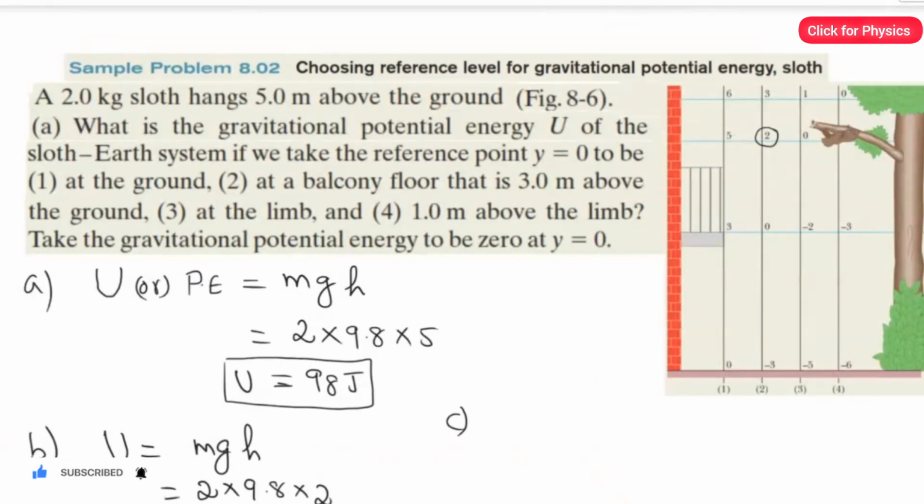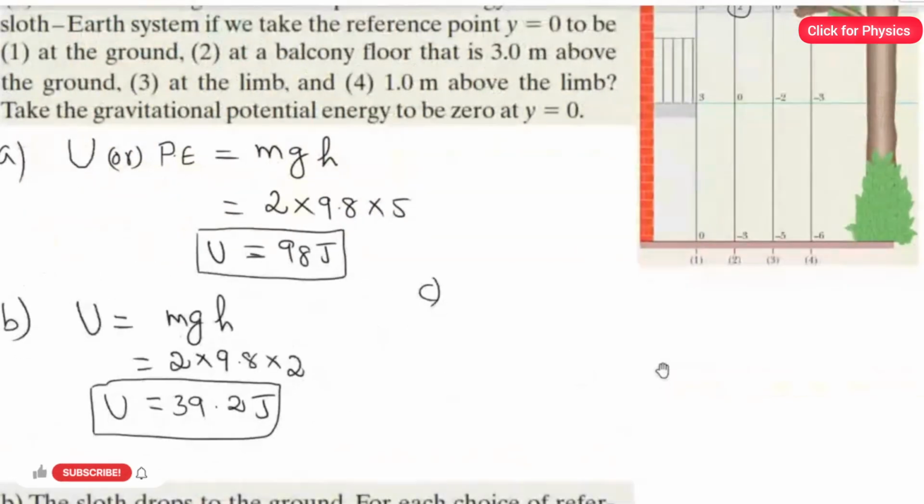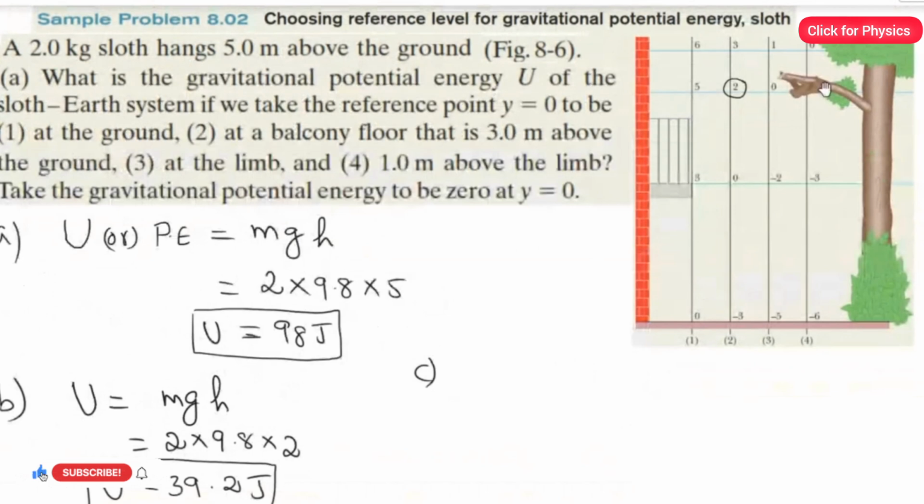So at the same level, we already know the potential energy is equal to 0, because there is no height, because the position of reference as well as the position of the sloth is at the same point. So what should be the answer for the third? The answer for the third one is U equal to mgh. Here there is no height. Why? Because the sloth as well as the reference point are in the same position.